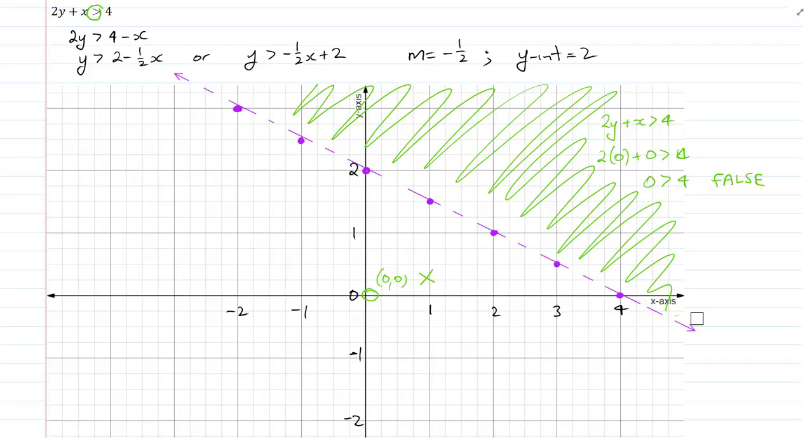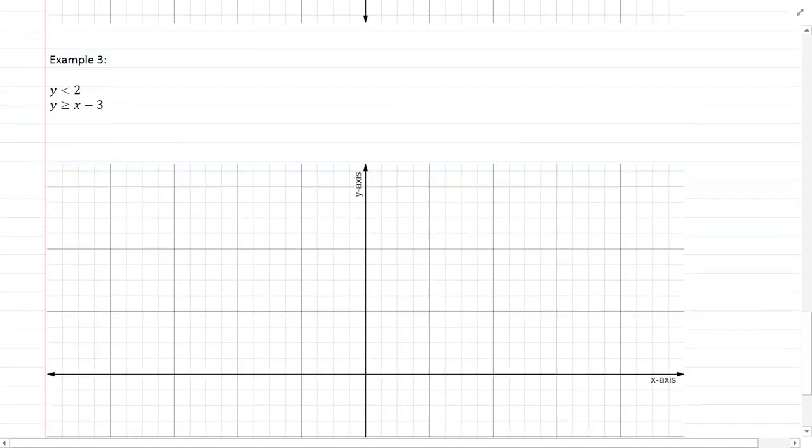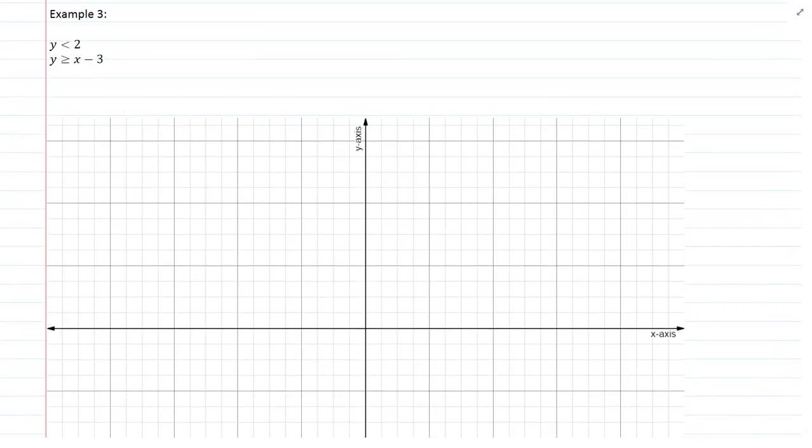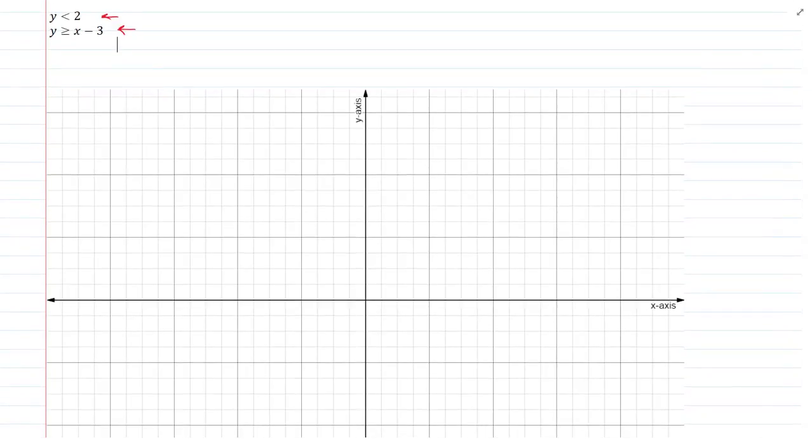Now let's have a look at one last example. Example 3. So I've got two different inequalities this time, but slightly simpler functions. So I have y is less than 2, and I have y is greater than or equal to x minus 3. So let's start by sketching the y is less than 2, and I'll do this one in orange. So y is less than 2.